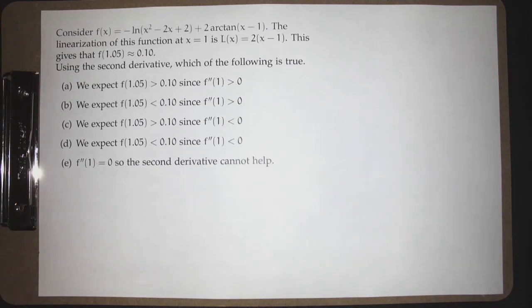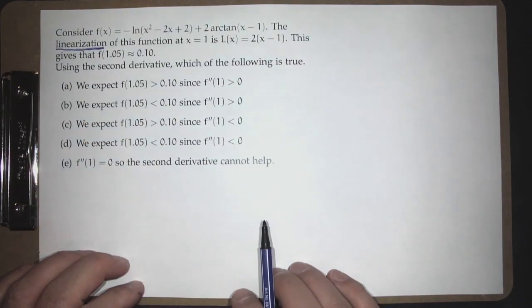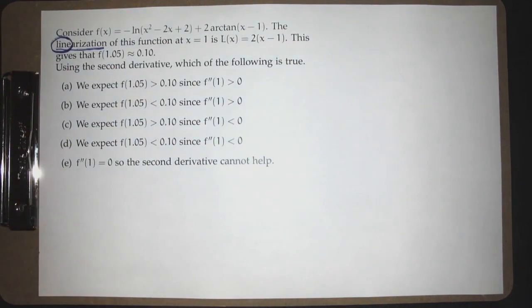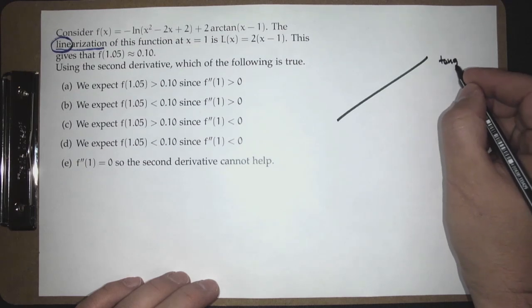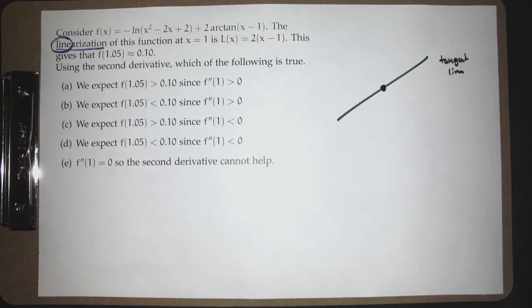So, linearization, what's another name for that? Tangent line. So, the clue is the word line. It's like, oh, linearization, that's a line. What's the line he keeps talking about in class? He keeps saying there's something line. Tangent line. Okay. So we have a tangent line. Here's our tangent line. We have our point of contact.